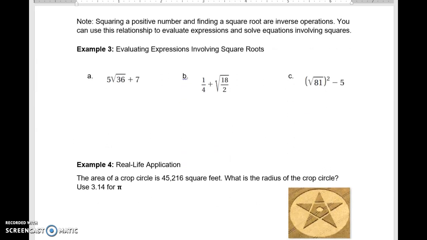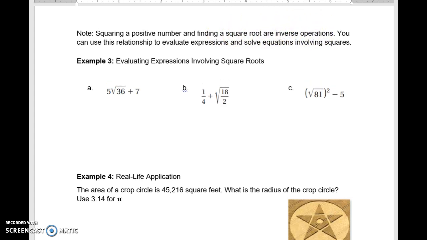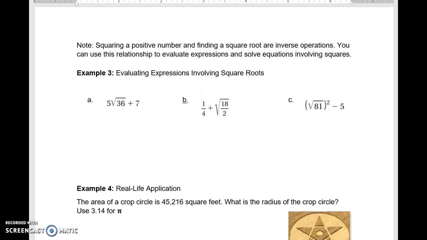All right, on this next page, give us a little note. Squaring a positive number and finding the square root are inverse operations. Inverse operations mean opposites, kind of like we've been using to solve equations. The opposite of adding is subtracting, or the opposite of multiplying is dividing. So inverse operations are opposites. So you can use this relationship to evaluate expressions and solve equations involving squares.